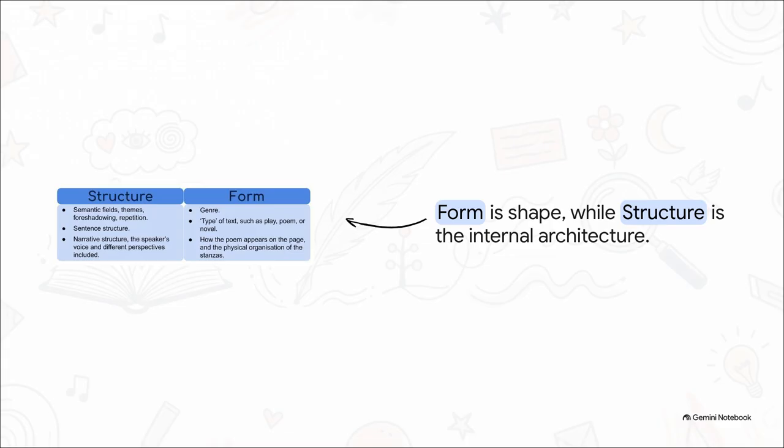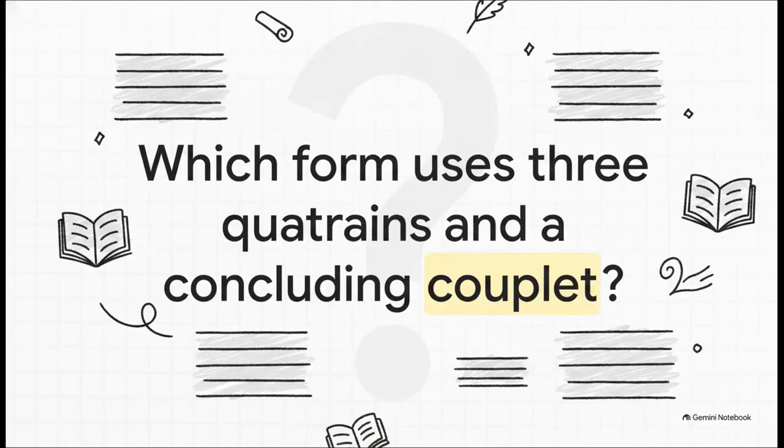Structure, though, is the internal architecture of the ideas. It's how the narrative is ordered, where the themes shift, and how the speaker's voice develops from line 1 to the very end. Think of form as the outside shell, and structure as the internal scaffolding holding everything up. All right, let's do a quick knowledge check based on what we've covered today. Take a look at the question on the screen. Which specific poetic form utilizes 3 stanzas of 4 lines, followed by a concluding stanza of 2 lines? Take a quick second to think about it.